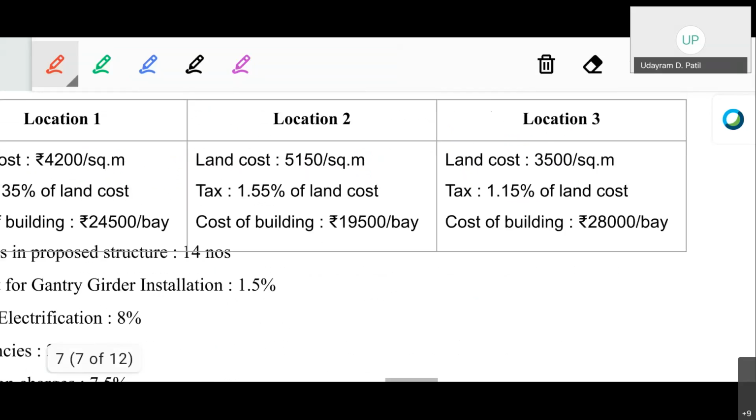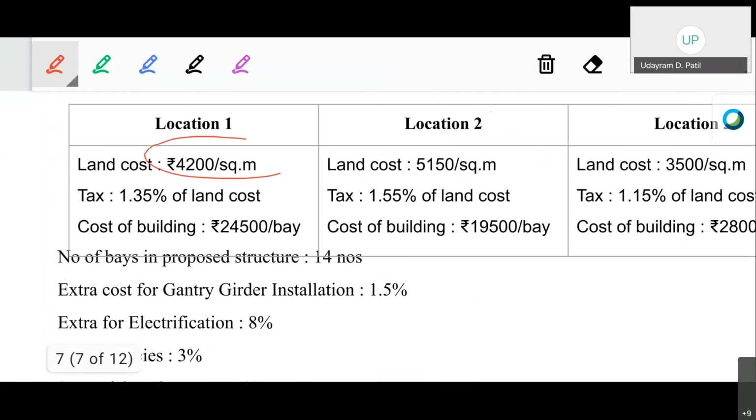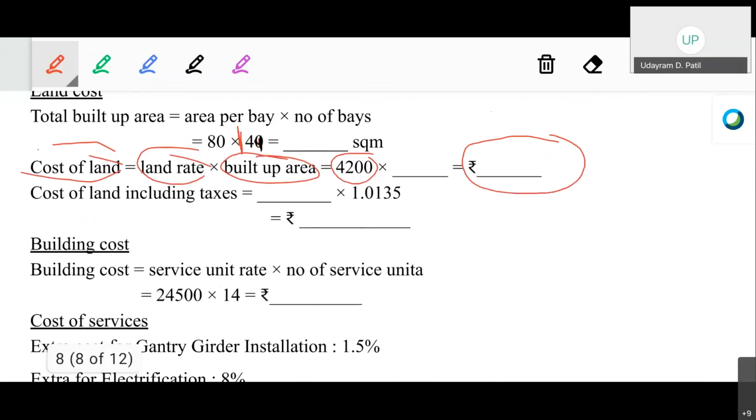Okay, the land cost is given to you as 4200 per square meter. So calculating the cost of the land.